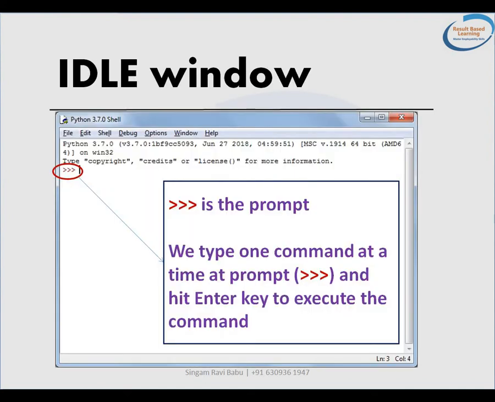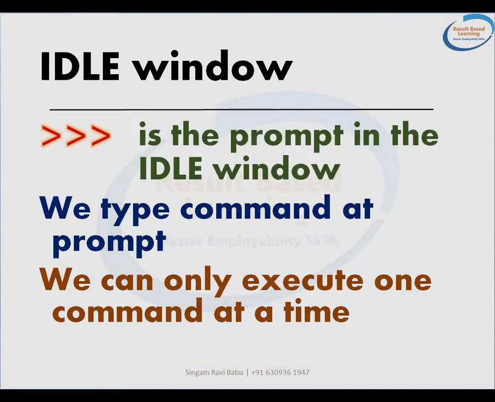In the previous class, we saw the IDE window, and you can see three consecutive greater than symbols in the window. These three consecutive greater than symbols are called the prompt. We type a command at the prompt. We can only execute one command at a time at the prompt.